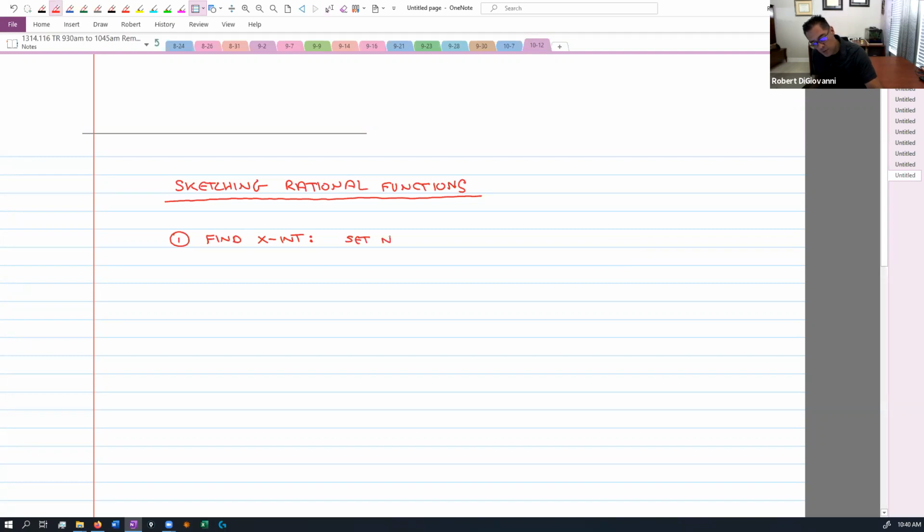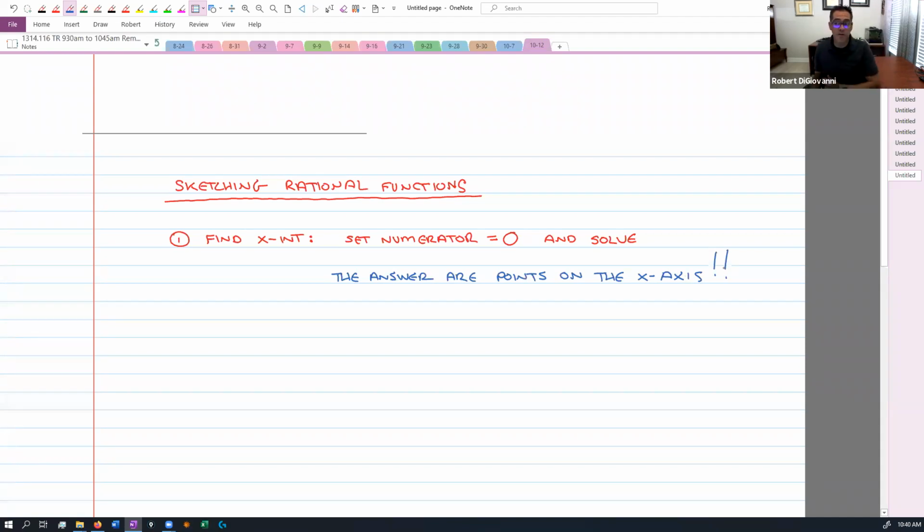Set the numerator, which is the top, equal to 0 and solve. And just remember, these answers are points on the x-axis. Whatever answers you get, you're going to take the numerator, set it equal to 0, and that's where your x-intercepts are.